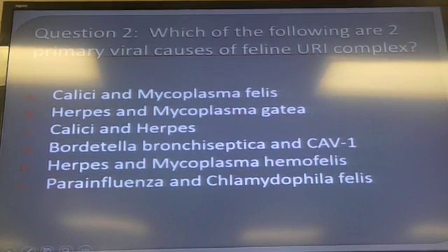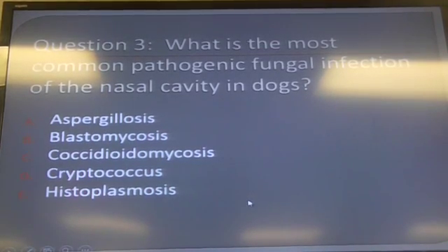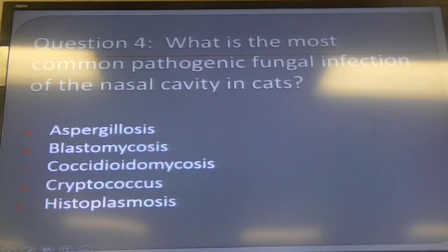Question 2, viral. C. All right. We know it's done. Most common pathogenic fungus in the dog? A. Is it A? Aspergillosis. And the cat? B. Cryptococcus. That's the only one I got wrong. Yes, all right. I remembered something from second year.